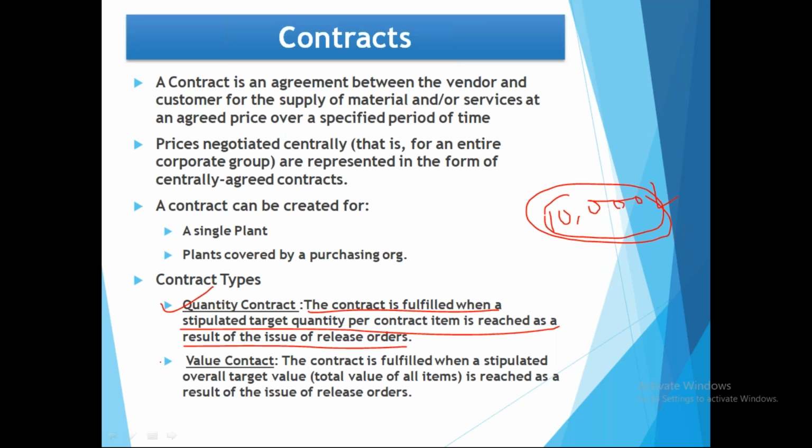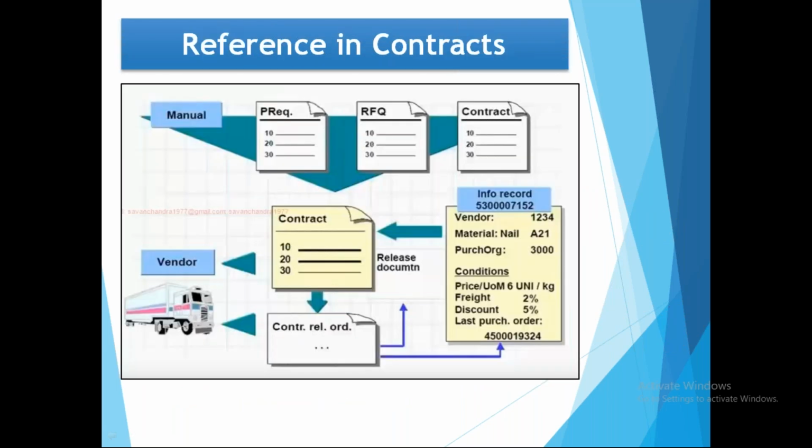Now let's say you have the value contract. The contract is fulfilled when a stipulated overall target value, the total value of all items, is reached as a result of the issue of release orders. So let's say you have a contract with your supplier that I am going to purchase 1000 INR worth of material. Once this value is reached, the system will not allow you to do further procurement. That is the value contract. Okay, so there are two types of contracts. Whenever you create a contract, you can create it with reference, or you can create it manually also.